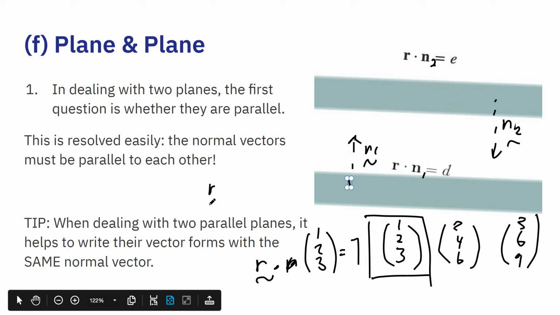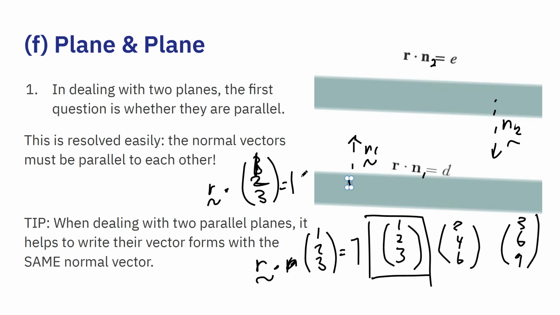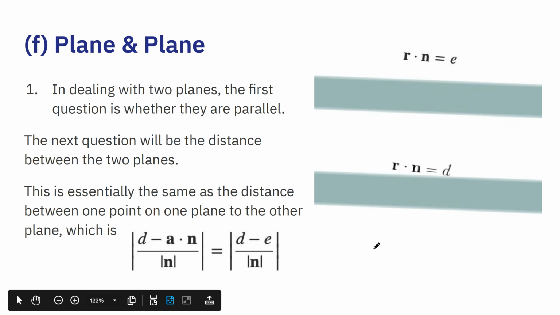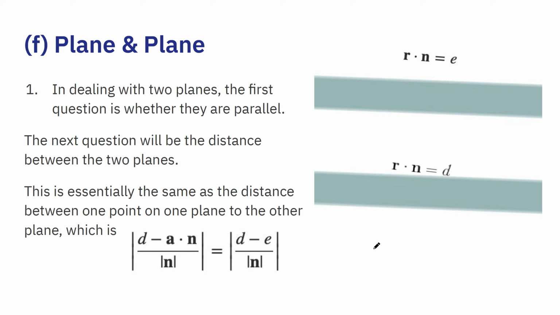And for the second plane, we could have r dot (1, 2, 3) equals maybe 13. So it really helps if we write the same normal vector, so it allows us to compare things easier. And you'll actually learn why later. Okay, so the next question they can ask you is the distance between the two planes.